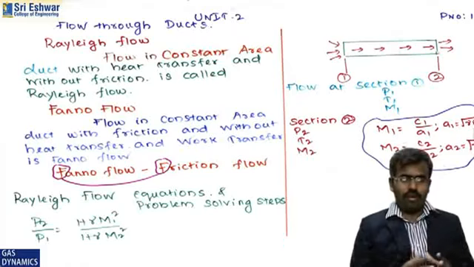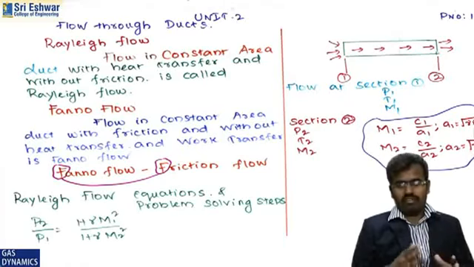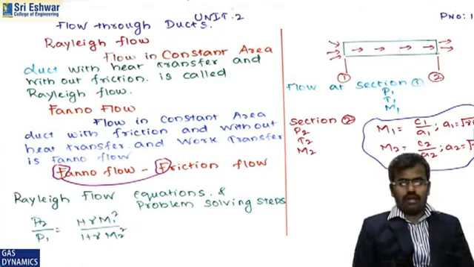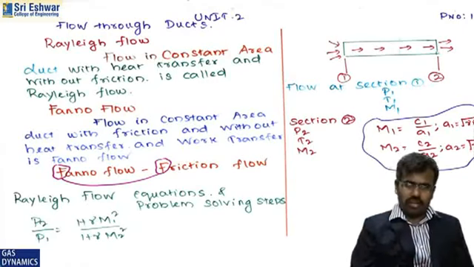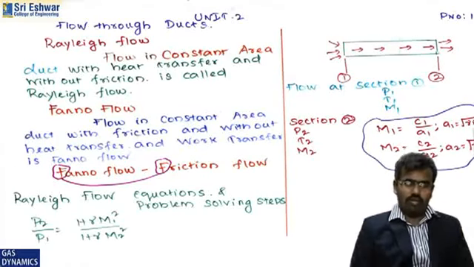Now we have one formula for Rayleigh flow. It is P2 by P1, which is equal to (1 plus gamma M1 square) by (1 plus gamma M2 square). This is the ratio between the pressure at section 1 and section 2. I depicted this picture for a straight duct. In this duct, this is section 1 and section 2. We will call the parameters P1, T1, C1, A1, M1 for section 1, and for section 2, P2, T2, C2, A2 and rho 2.